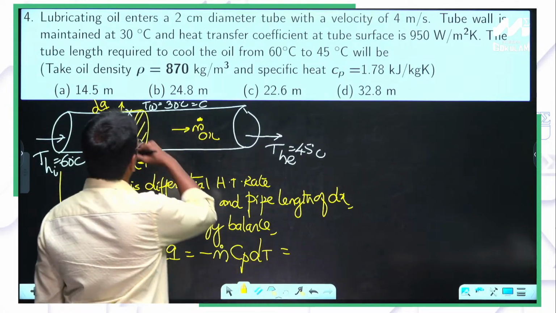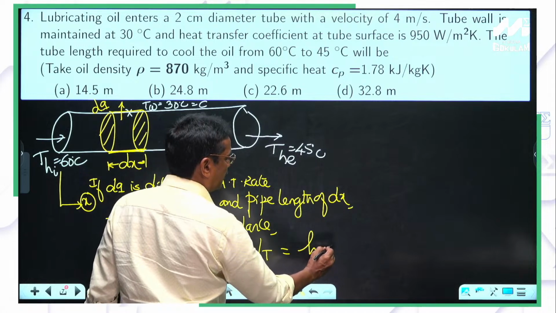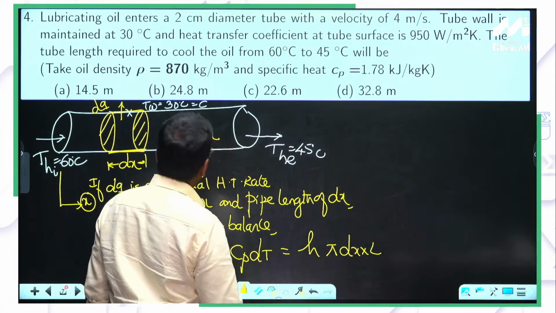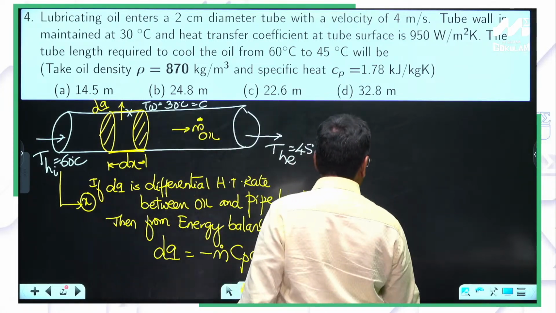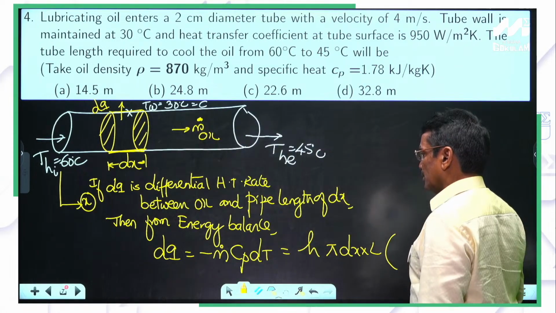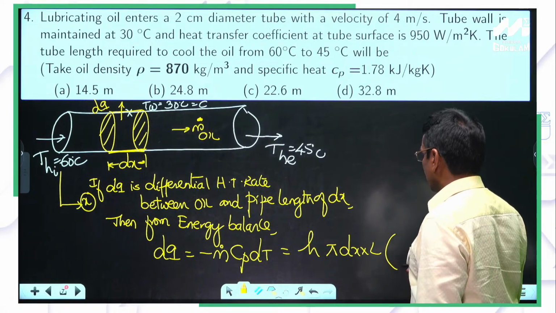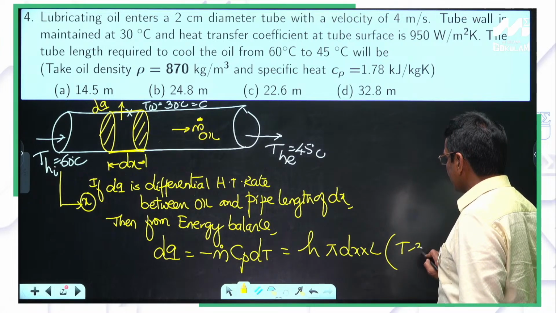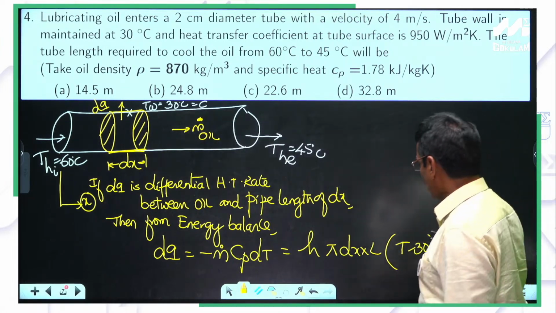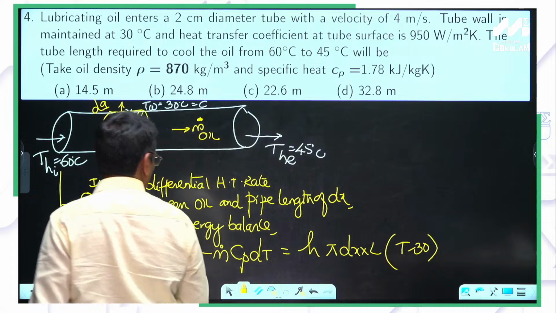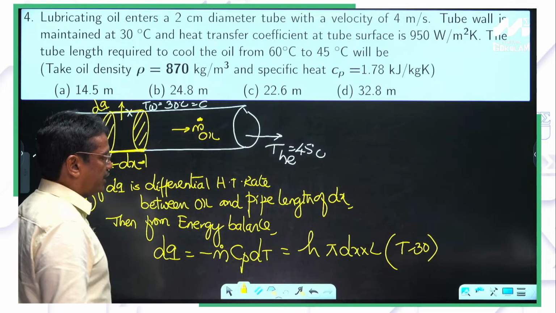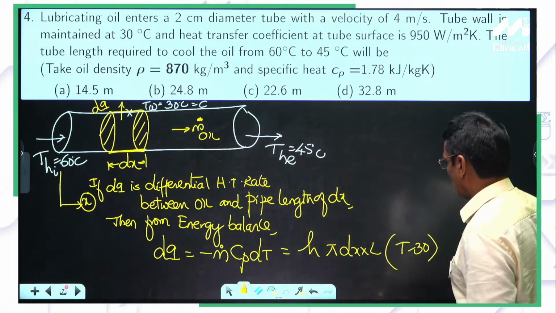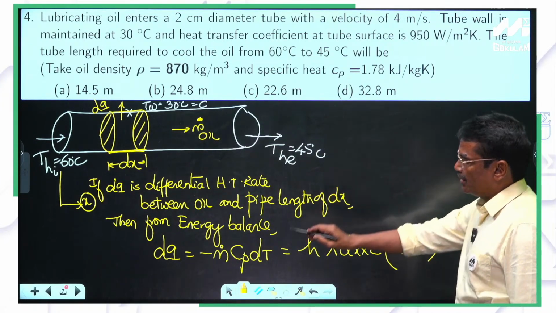That should be equal to what is the heat transfer rate? h has been given, pi d dx into length, into the temperature of the oil, right? Temperature of the oil minus 30 at that location. At that location, what is the temperature of the oil? Okay, m dot has been given. We can differentiate. You can integrate by separating the variables. Why I have written the minus there?